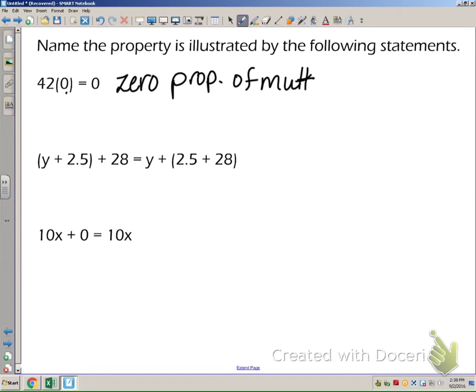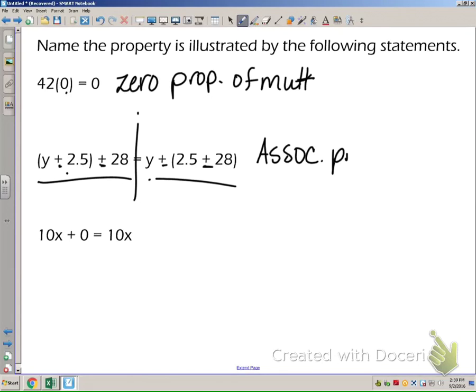Okay, on this next one, look at what changed from this side of the equal sign over to this side of the equal sign. I still have all the same elements. They're still all in the same order, but from this side to this side, I changed the grouping. So I know when I change the grouping, it is the associative property. And since it's addition, not multiplication, I know it is the associative property of addition.